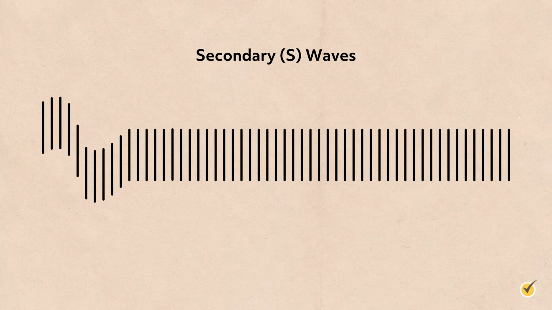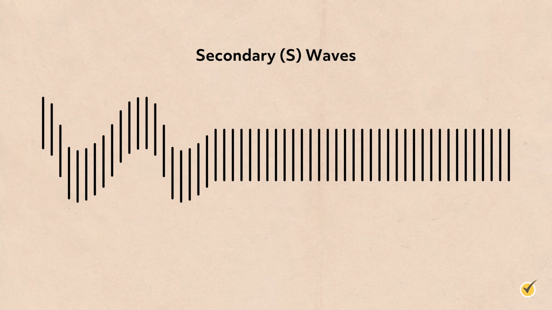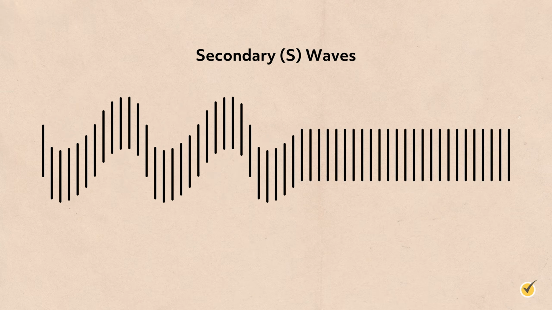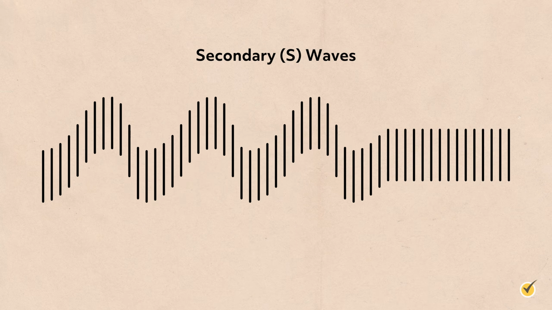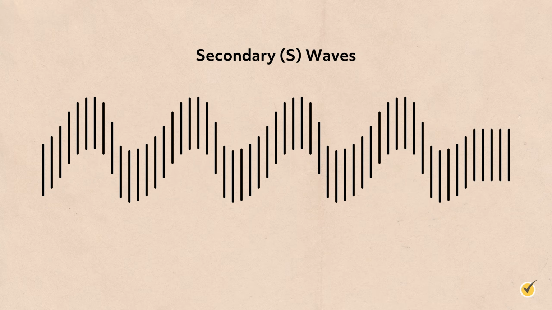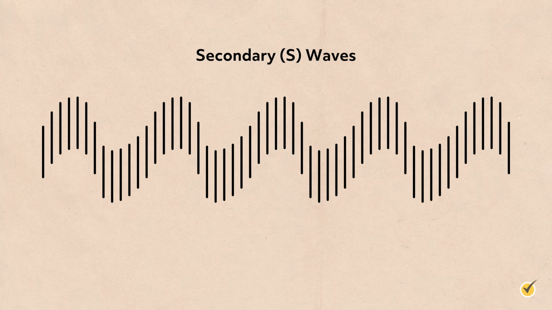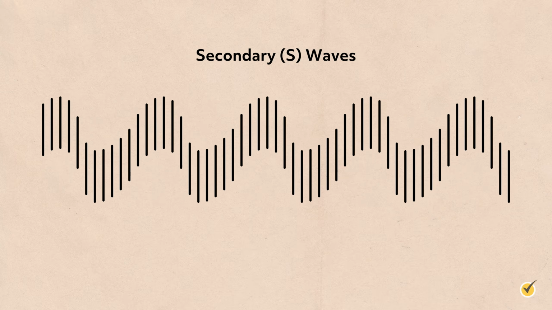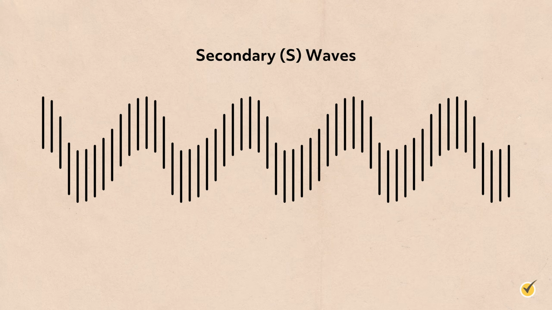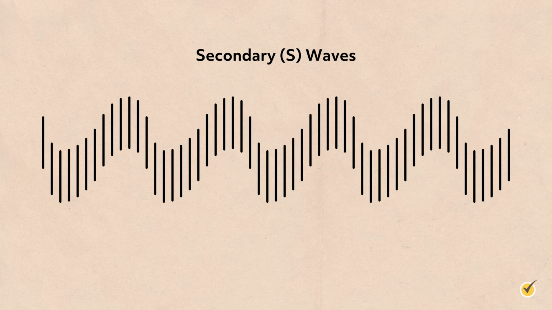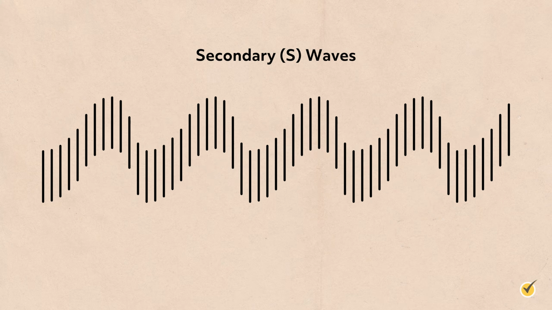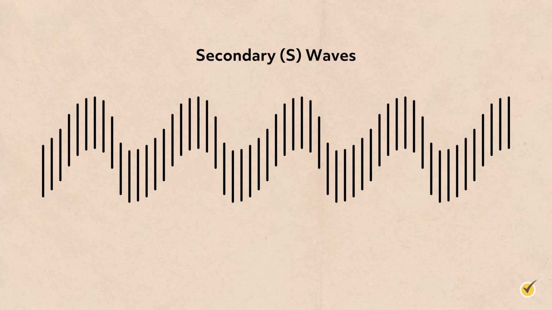Secondary or S waves, however, move perpendicular to the direction of motion and cause material to oscillate side to side. Think of battle ropes at the gym. The wave is moving horizontally, but the ropes are moving up and down. As you can imagine, it's the S wave that does much more damage than the P wave during an earthquake. This is because the S wave has a greater amplitude. I'll show you what I mean in just a minute.